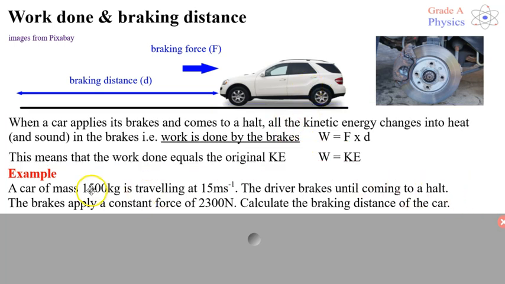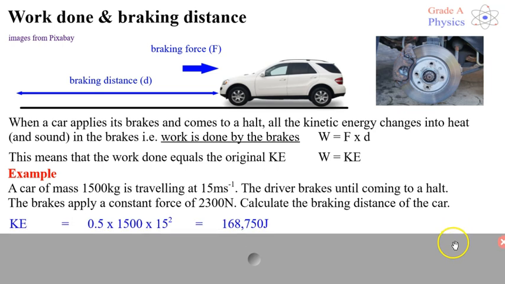Right, so this is your typical example. We've got a car of mass 1.5 tons, metric tons, moving at 15 meters per second. The driver brakes until coming to a halt. We assume a constant force of 2,300. Calculate the braking distance of the car. Now, you might have done a question like this at GCSE.